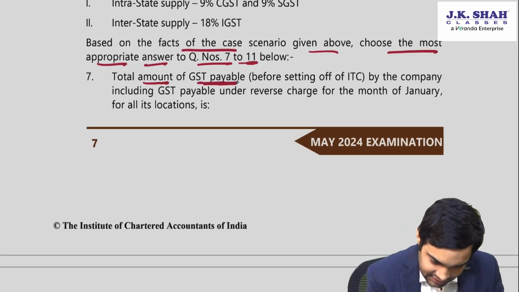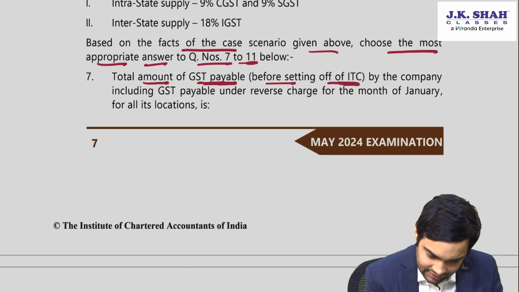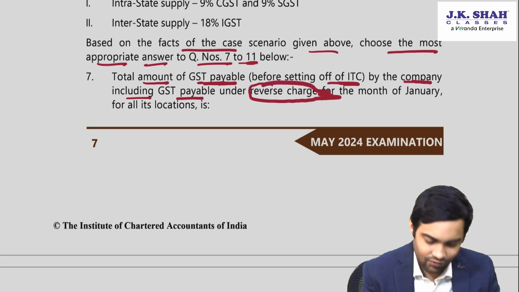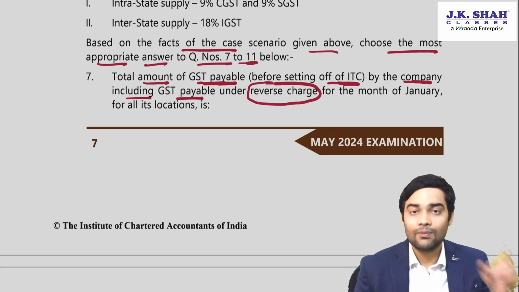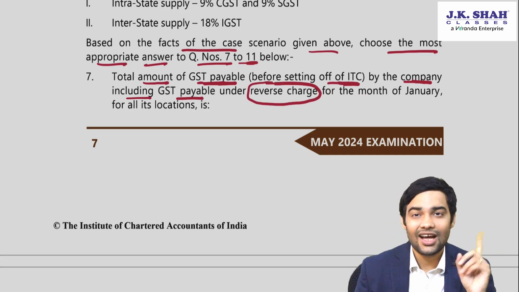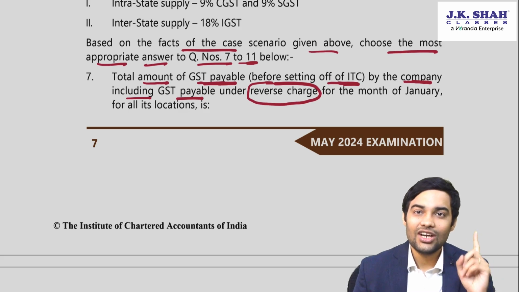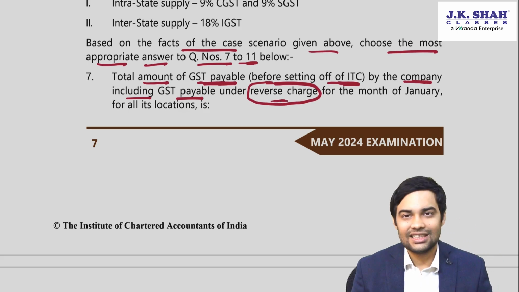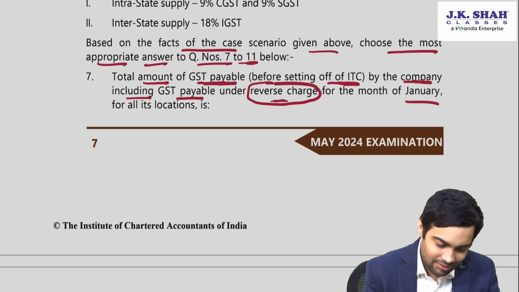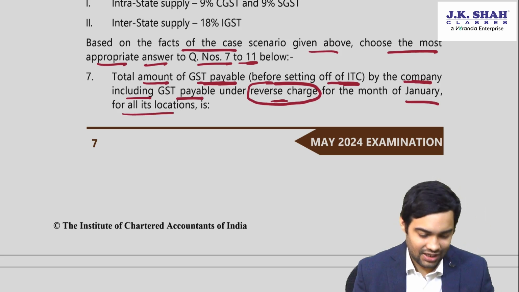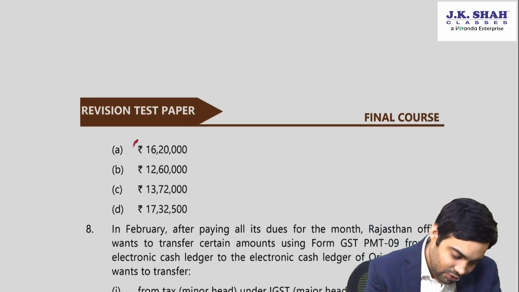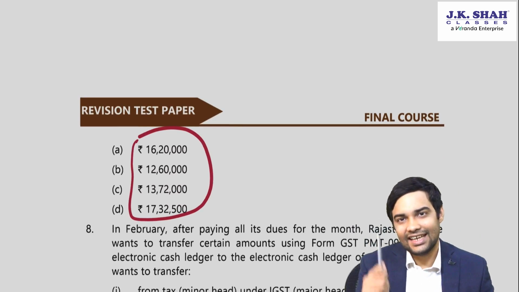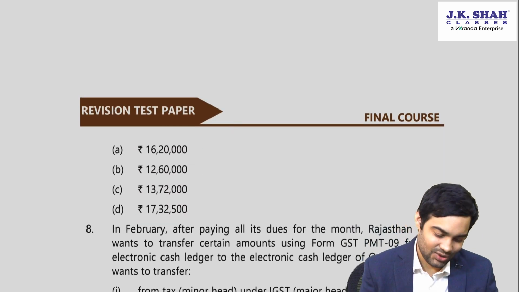Total amount of GST payable before setting off ITC by the company, including GST payable under RCM. Careful. Notice the difference between the questions. The first case scenario said total outward GST payable. It did not ask me to add RCM liability. But this question is telling me to add GST payable under reverse charge for the month of January for all its locations. And they have given you totals. This is an advantage to us. We don't have to do CSI. We can do a direct computation of the total.